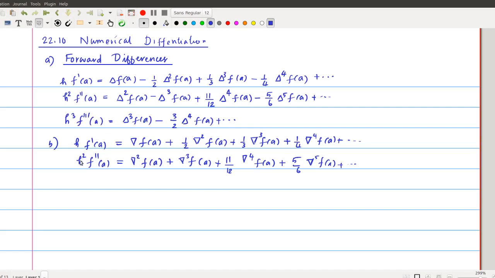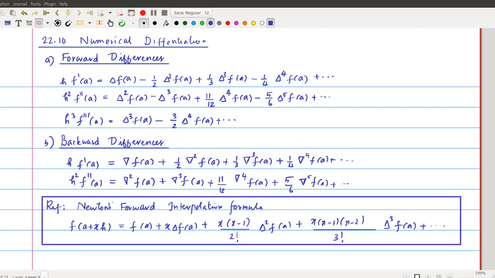Similarly, using the backward difference, we can write these derivatives using backward difference del f of a. So this is the backward difference formula. It will not be so easy to remember all this, so I'll explain how to get these formulas. In order to get the higher order derivatives, you should be able to write the formulas.